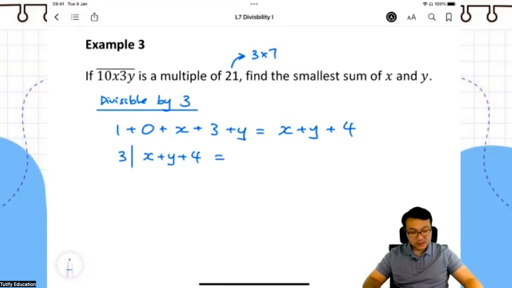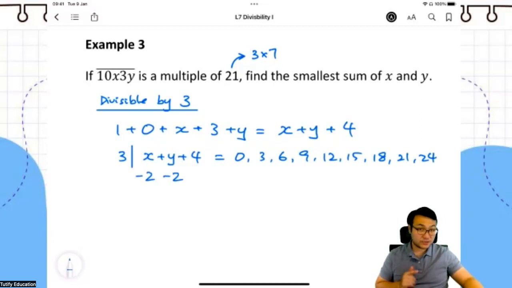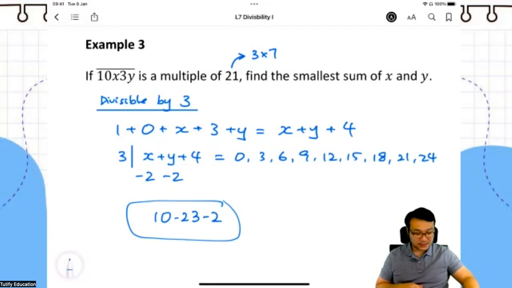That means x plus y plus 4 could be equal to certain things which are all divisible by 3, right, Aiden? Yes. Is 0 a possibility? You're trying to tell me that x is -2 and y is -2, then I get 0. Is it possible that I have this number 1, 0, x, 3, y? No, this number does not exist.